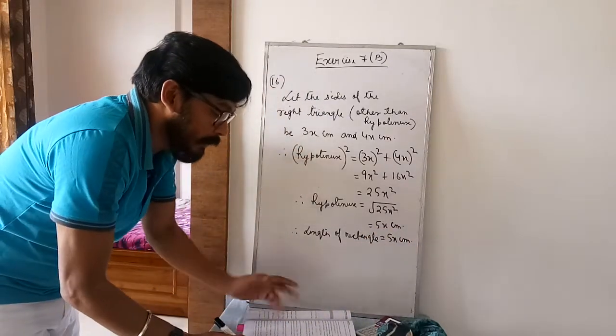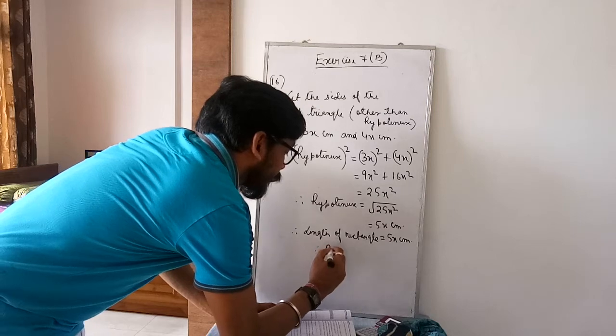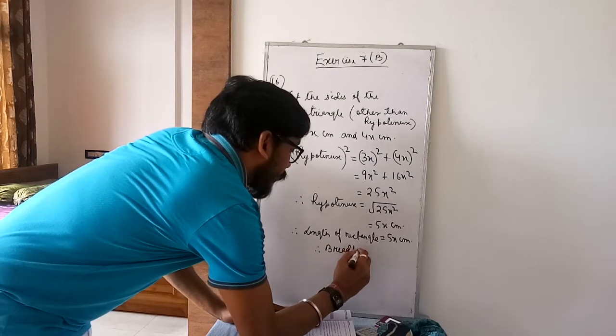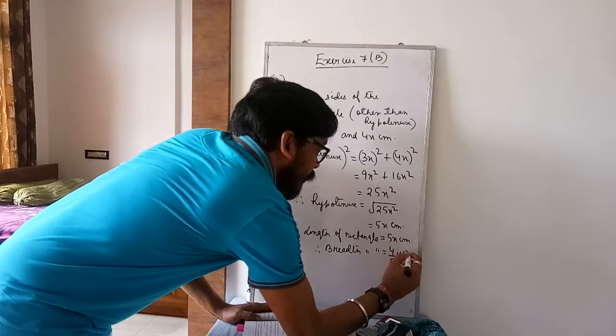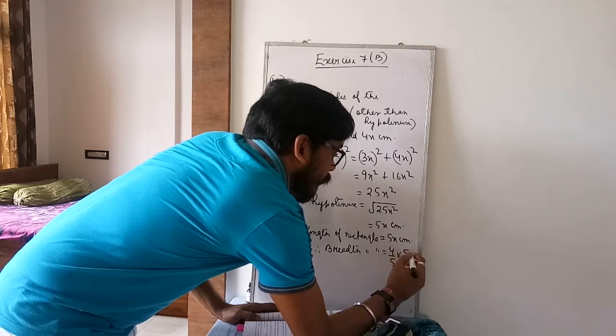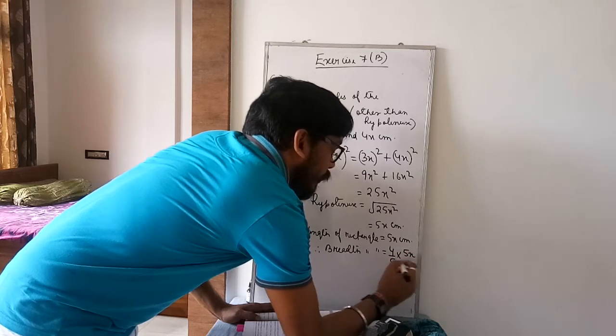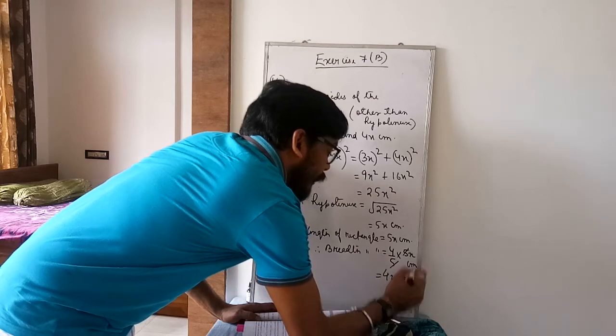So if you know the length, the breadth is how much of the length of the rectangle? 4 by 5. Therefore breadth of rectangle is 4 by 5 of the length, which means 4 by 5 into 5x centimeter. So 5 will cancel. It is 4x centimeter.